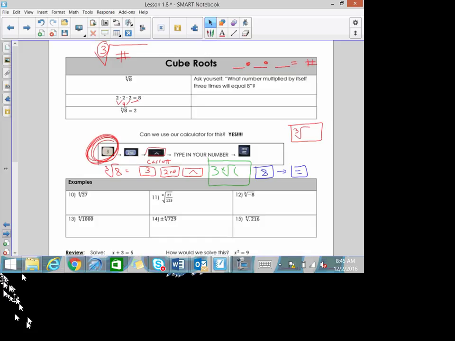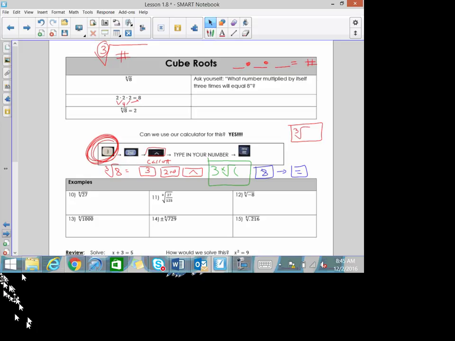Now, what I want you to do is, with all the same stuff we were doing before, I want you to try these examples 10, 11, 12, 13, 14, and 15. Pause the video, try them, and see if you get the right answers. Again, you're going to need to type these buttons in your calculator in order to do this. So pause your video, and then we'll get started.